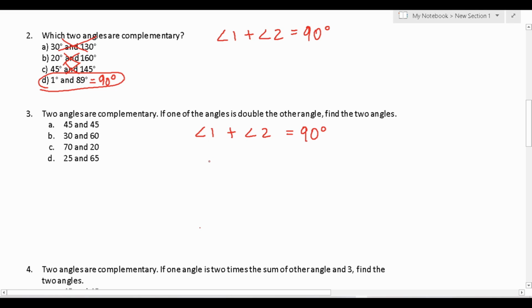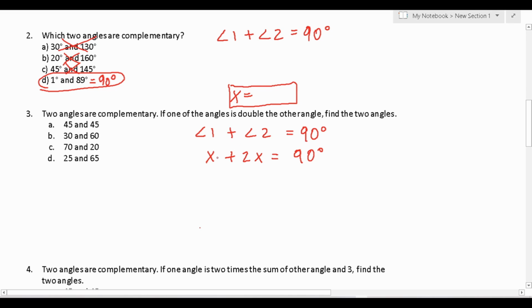In this case, there are 2 unknown variables. So I'm going to let the measure of one angle be x. And according to the problem, the other angle is double that. So that's going to be x plus 2x equals 90 degrees, where x refers to the measure of one angle and 2x refers to the measure of the other angle. And since they're complementary, we know they add up to 90 degrees. Now it's just a matter of solving for x. That is, eventually we want to get x equal to something by itself.